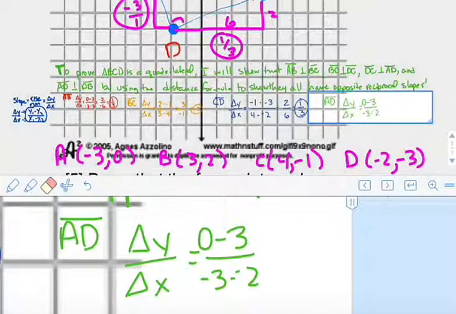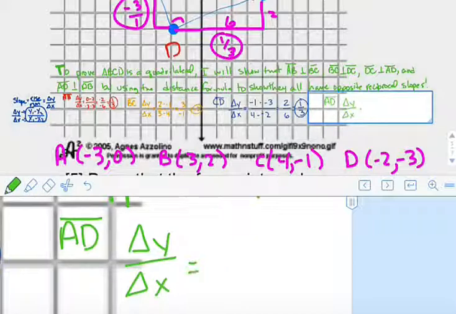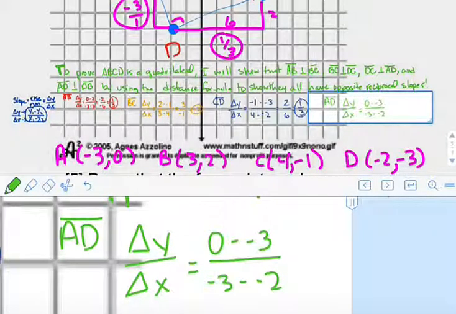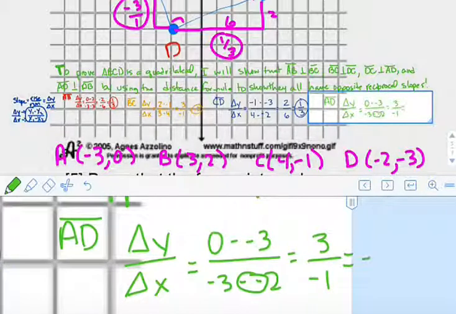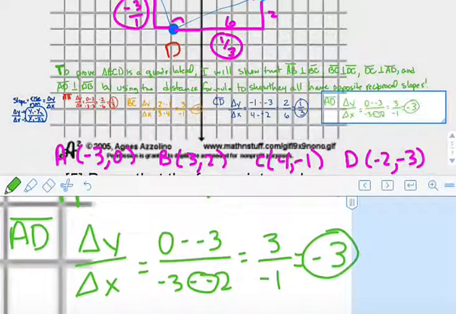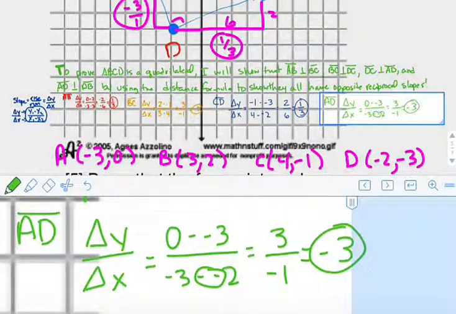Oh, I have it backwards. Let me back up. So change in y goes from 0 to negative 3. And then on the bottom we have negative 3 subtract a negative 2. There we go. I switched up my numbers. So two negatives make a positive, that's a 3 on top. These two make a positive, that's a minus 1 on bottom. And so we have a negative 3 for overall slope. Sorry about that. I messed up my numbers.